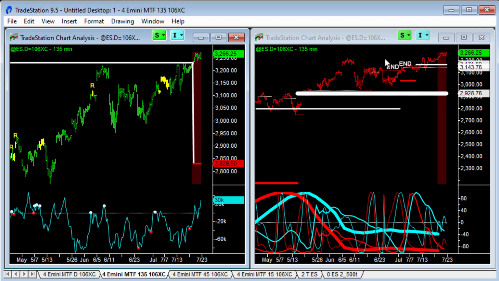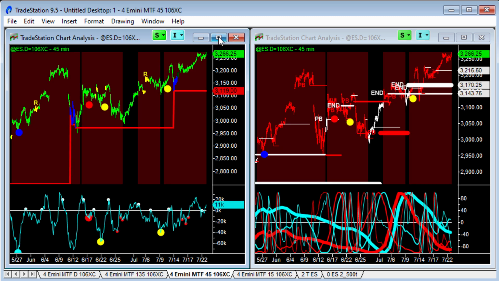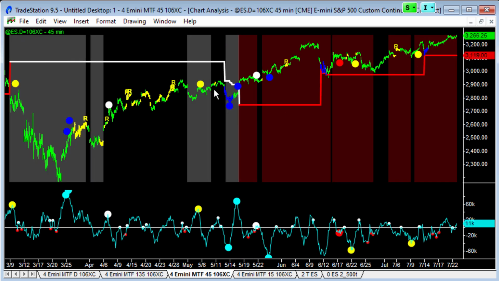Red bars all the way up on Better Sine Wave on the 135-minute chart, and we're through multiple end of trends. So this is continuing higher, just showing how strong this trend is. I like the 45-minute chart because it shows us these blue professional bars coming in at the lows.